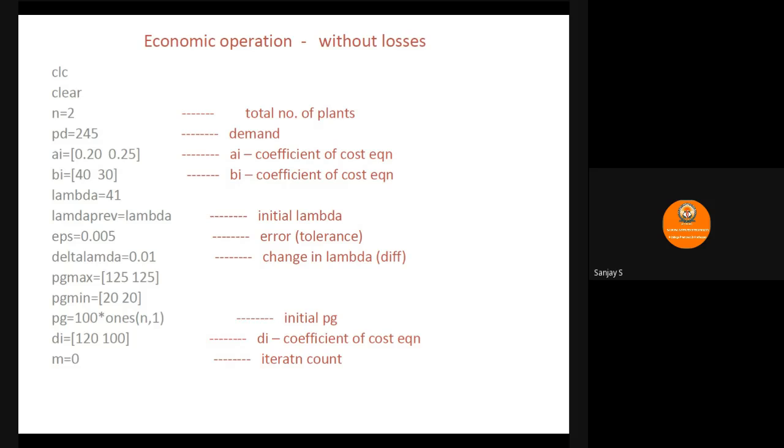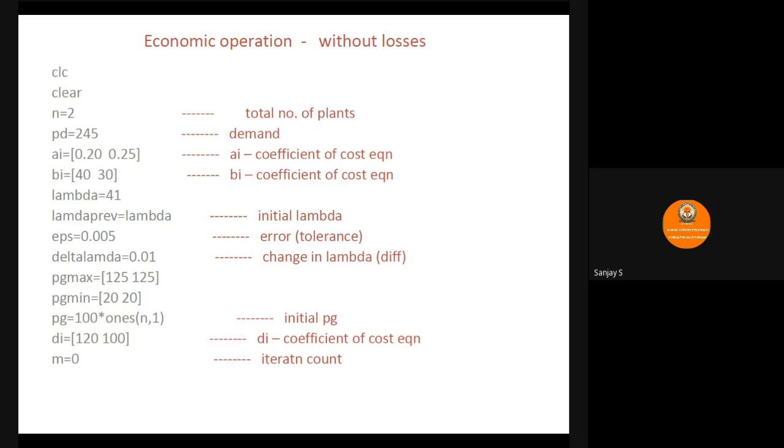N is equal to 2. Total number of plants in the given system is 2. PD is equal to 245. In the given system, the demand happens to be 245 megawatts, so PD is taken as 245. AI and BI are the coefficients of the cost equation. So A1 and A2 are 0.2 and 0.25. B1 and B2 are 40 and 30.